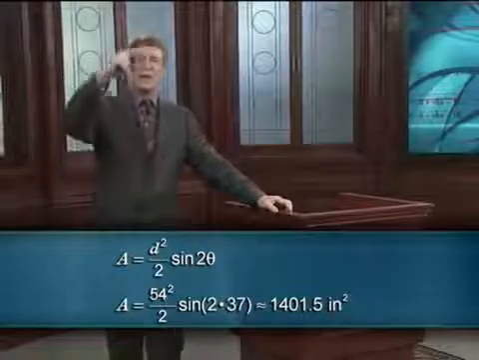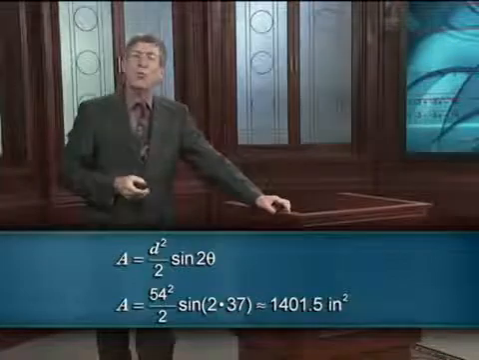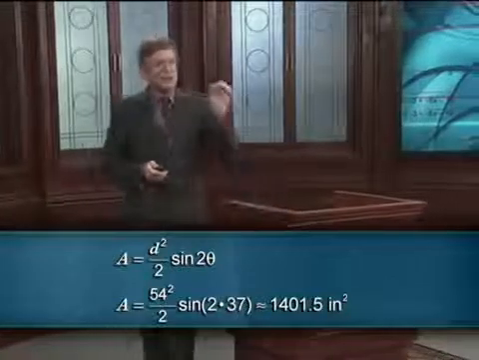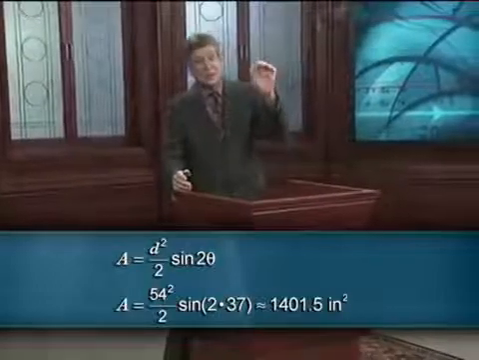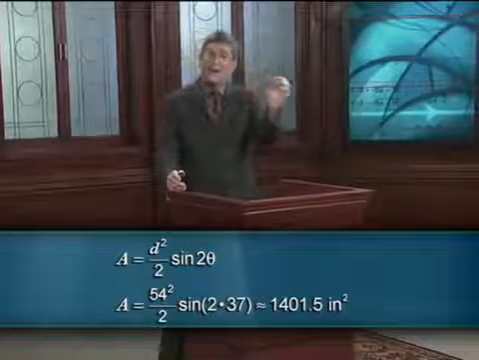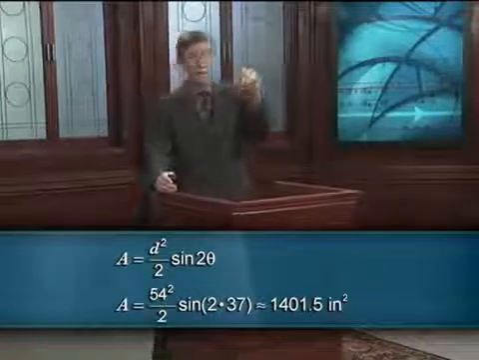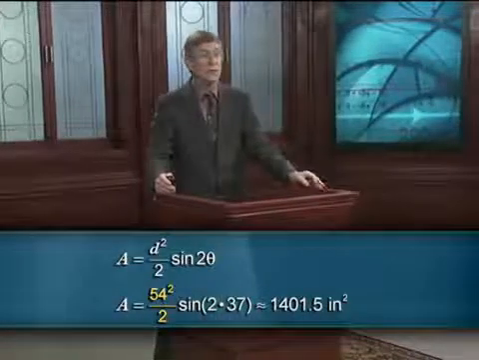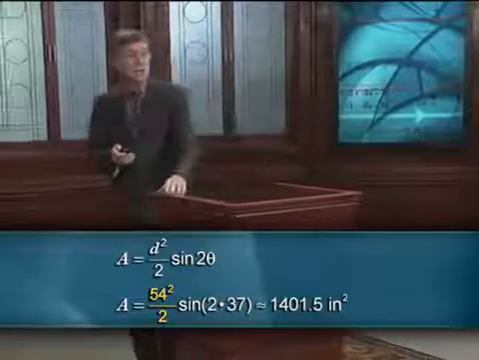The sine goes between -1 and 1. It'll be biggest when it's 1. And hence, you would let the angle be 45 degrees, and then sine of 2 times 45 is sine of 90, which is 1, and you get the maximum viewing area, 54 squared over 2. That's slightly bigger. It's 1,458 square inches.